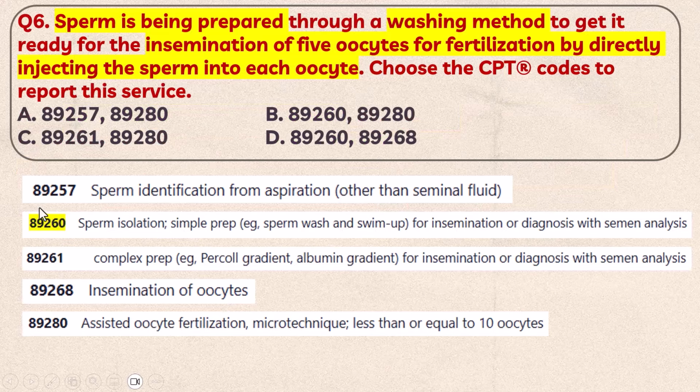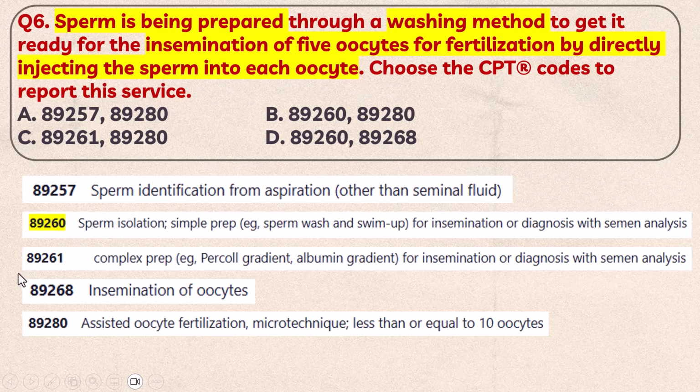So once you go to the code 89,257, sperm identification from aspiration, that is not possible. 89,260 is sperm isolation, simple prep. Example, sperm wash and swim up for insemination or diagnosis with semen analysis. So that's the correct code for the first procedure, that you can see sperm being prepared by washing method. So for first procedure, 89,260. So B and D are possible.